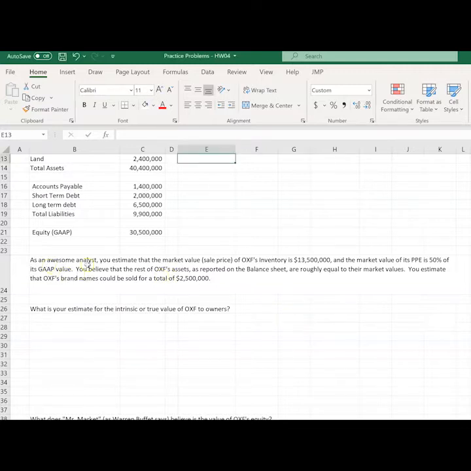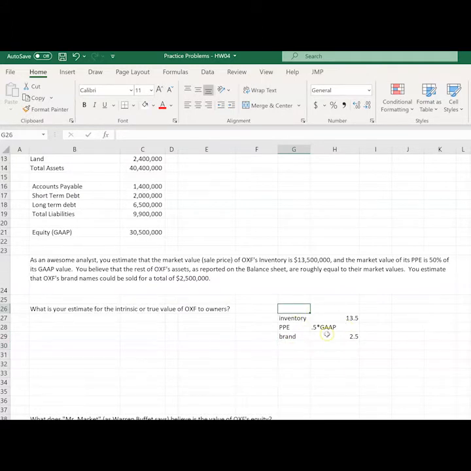Okay, so as an awesome analyst, you estimate that the market value of Oxford Foundries inventory is $13.5 million. So I would write down inventory 13.5. And the market value of its PPE is 50% of its GAAP value. So PPE is 0.5 times whatever its GAAP value is. And you believe that the rest of Oxford Foundries assets as reported on the balance sheet are roughly equal to the market values. You estimate that Oxford's brand names could be sold for a total of $2.5 million. So you have to account for the brand. It's also 2.5. And that's pretty much how it looked on my scrap piece of paper.